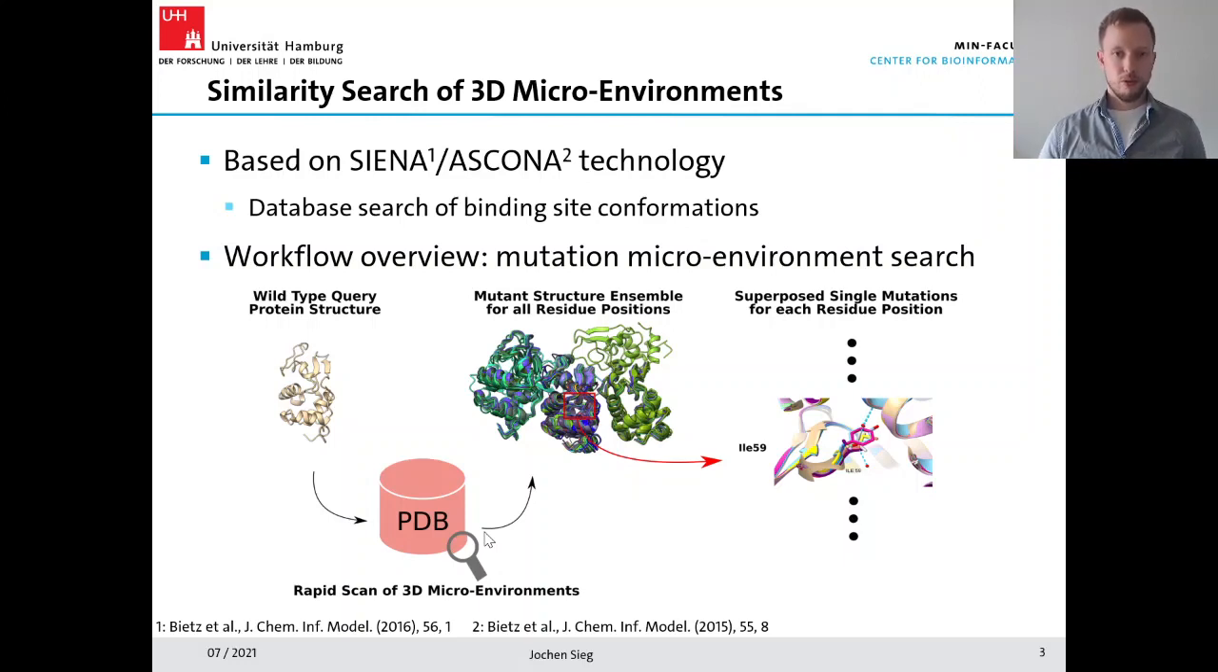In the workflow of this new tool, we start with a protein structure representing the wild type. For each residue, we use the local microenvironment separately to search for similar environments in the database that have a different residue at the position of the query residue. The result of the workflow are structure ensembles for each residue of the input, and these structure ensembles are exemplifying the local effect of a mutation.